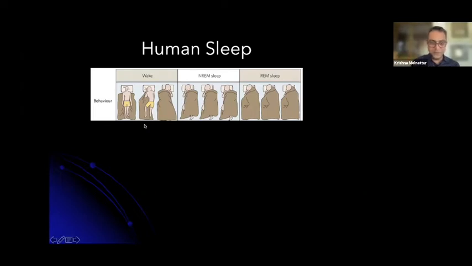So here's the person in the bed, right? And you can sort of tell when they're awake, they're kind of tossing and turning, moving around a bit, maybe talking. But when you're in sleep, you can tell from their behavior that they're sleeping, right? Eyes are closed. During non-REM sleep, there's a little bit of twitching. During REM sleep, you have kind of complete muscle atonia, right?